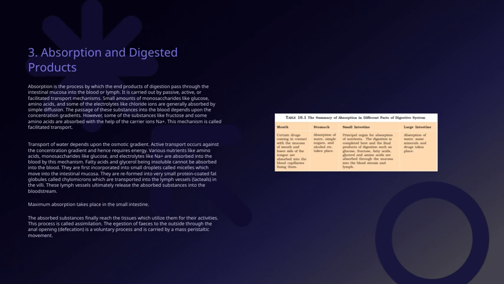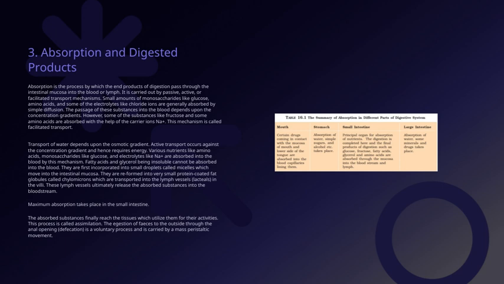To sum up, absorption is how the end products of digestion pass through the intestinal lining into the blood or lymph. This process can happen via passive, active, or facilitated transport mechanisms. For example, simple diffusion allows small amounts of sugars like glucose, amino acids, and some electrolytes such as chloride to be absorbed based on concentration gradients alone.